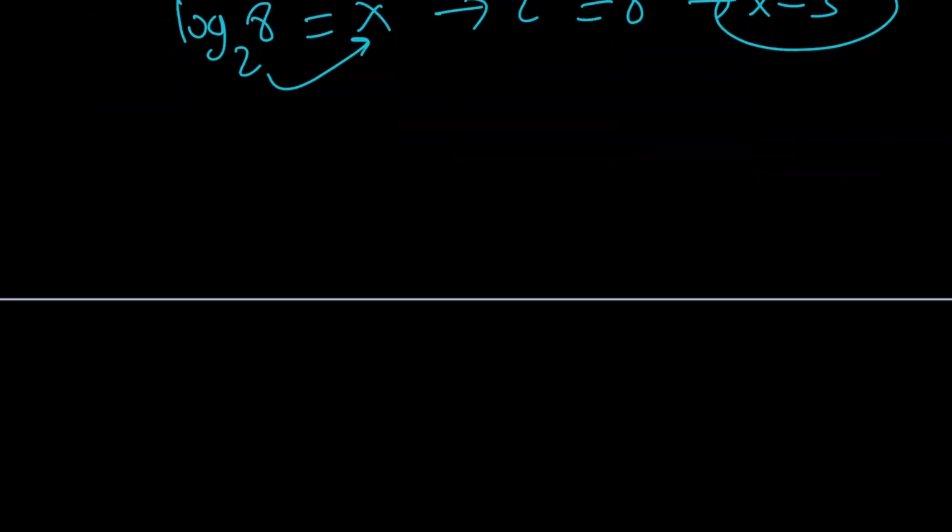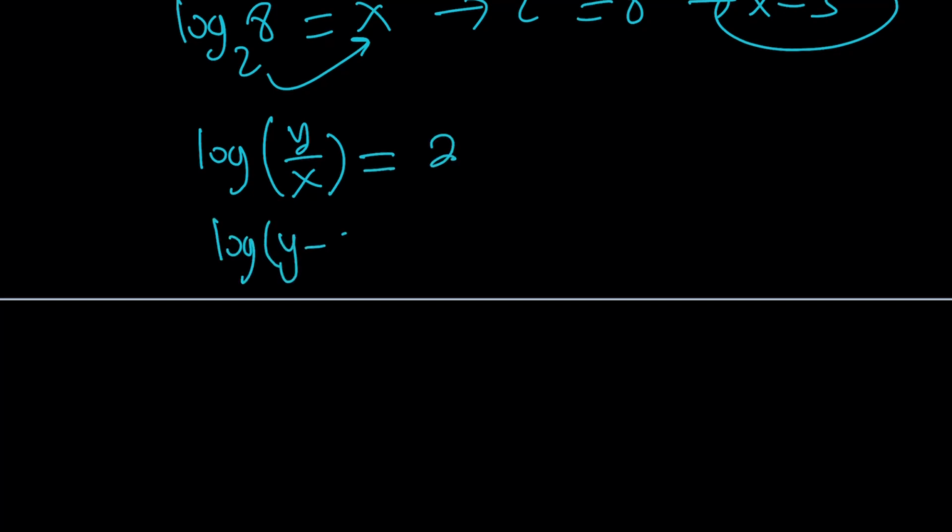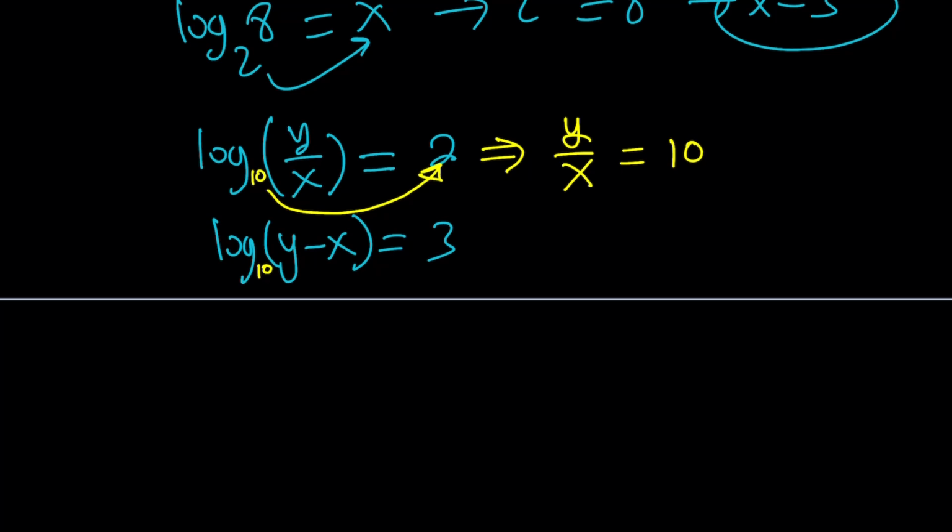Let's rewrite our system. Log y over x is equal to 2, and log y minus x is equal to 3. Remember, the bases are 10 here, so let's go ahead and write little 10s there. And now we're going to use the definition of logarithms, which says from here, y over x equals 10 to the power 2, which is 100. And from here, using the same definition, y minus x equals 10 to the power 3, which is 1,000.